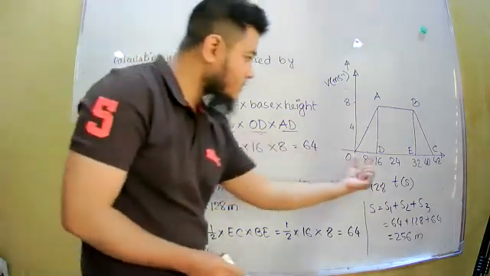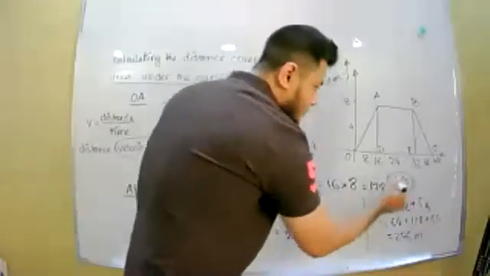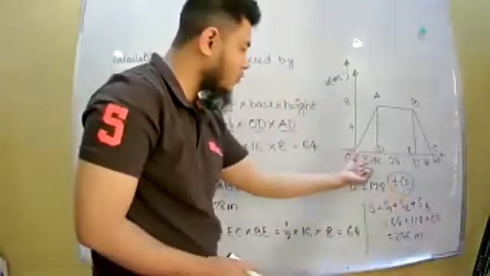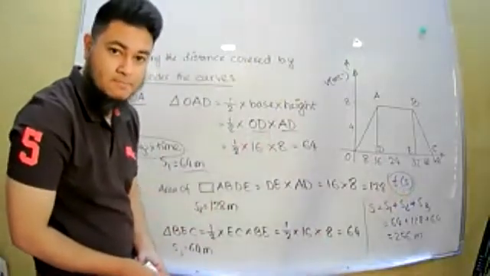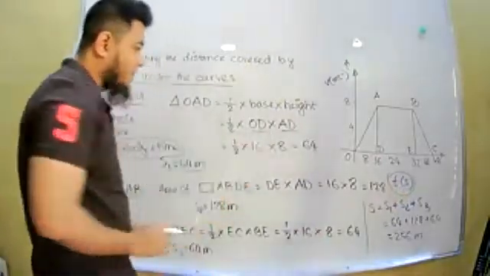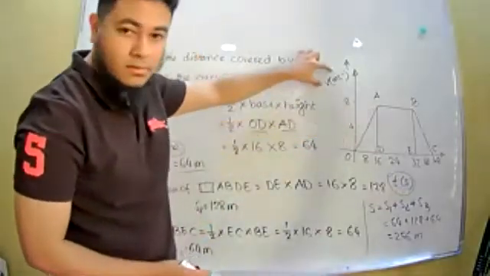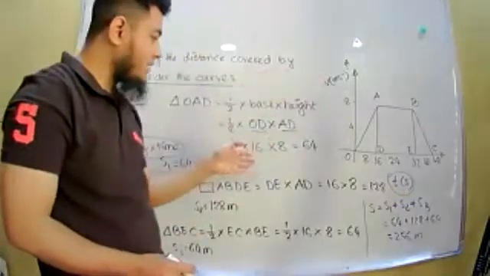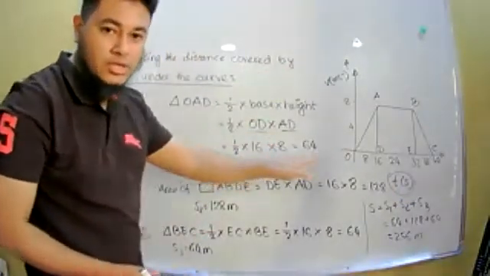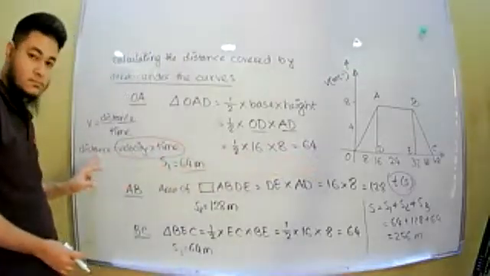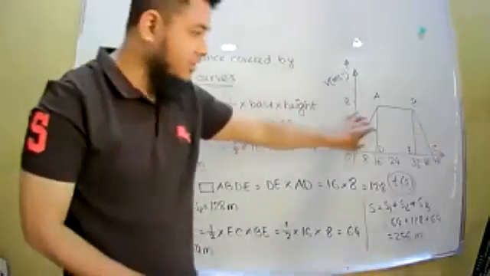OD, what is it? Along the x-axis, what have we put? Time. So this is actually 16 second time, right? Okay. And AD, what is it? Velocity. So we have multiplied velocity and time. So the result that I should get is distance. Okay, for the first part we could prove it.